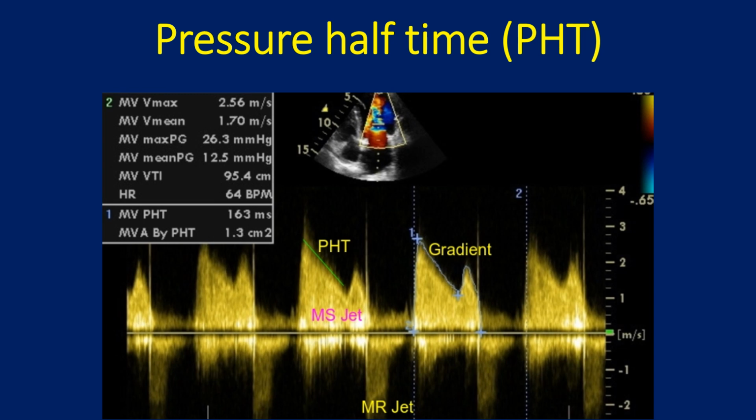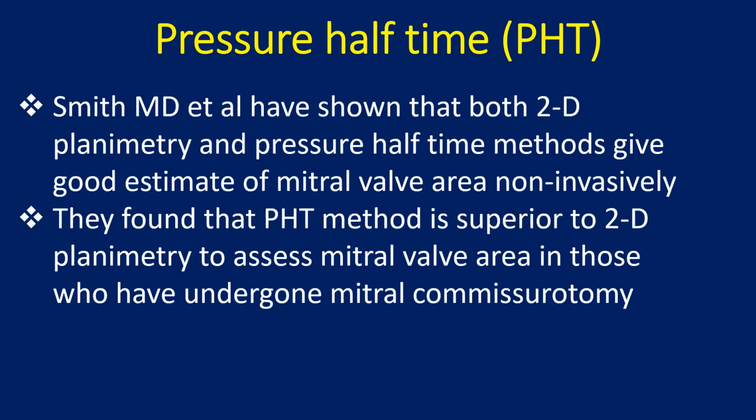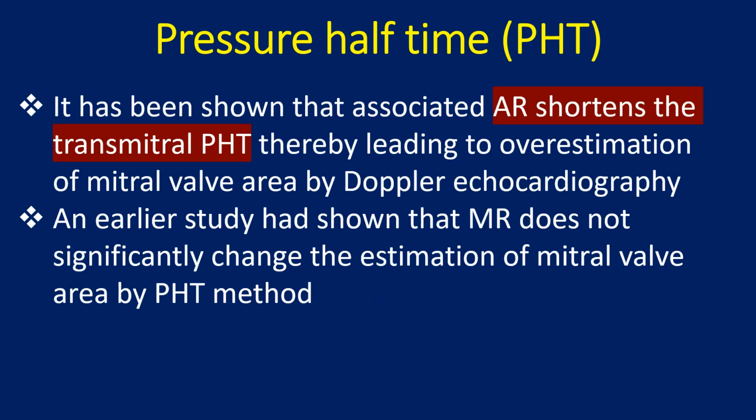was 1.3 square centimeters. Smith and colleagues have shown that both two-dimensional planimetry and pressure half time methods give a good estimate of mitral valve area non-invasively. They found that the pressure half time method is superior to two-dimensional planimetry to assess mitral valve area in those who have undergone mitral commissurotomy. It has been shown that associated aortic regurgitation shortens the transmitral pressure half time, thereby leading to overestimation of mitral valve area by Doppler echocardiography.